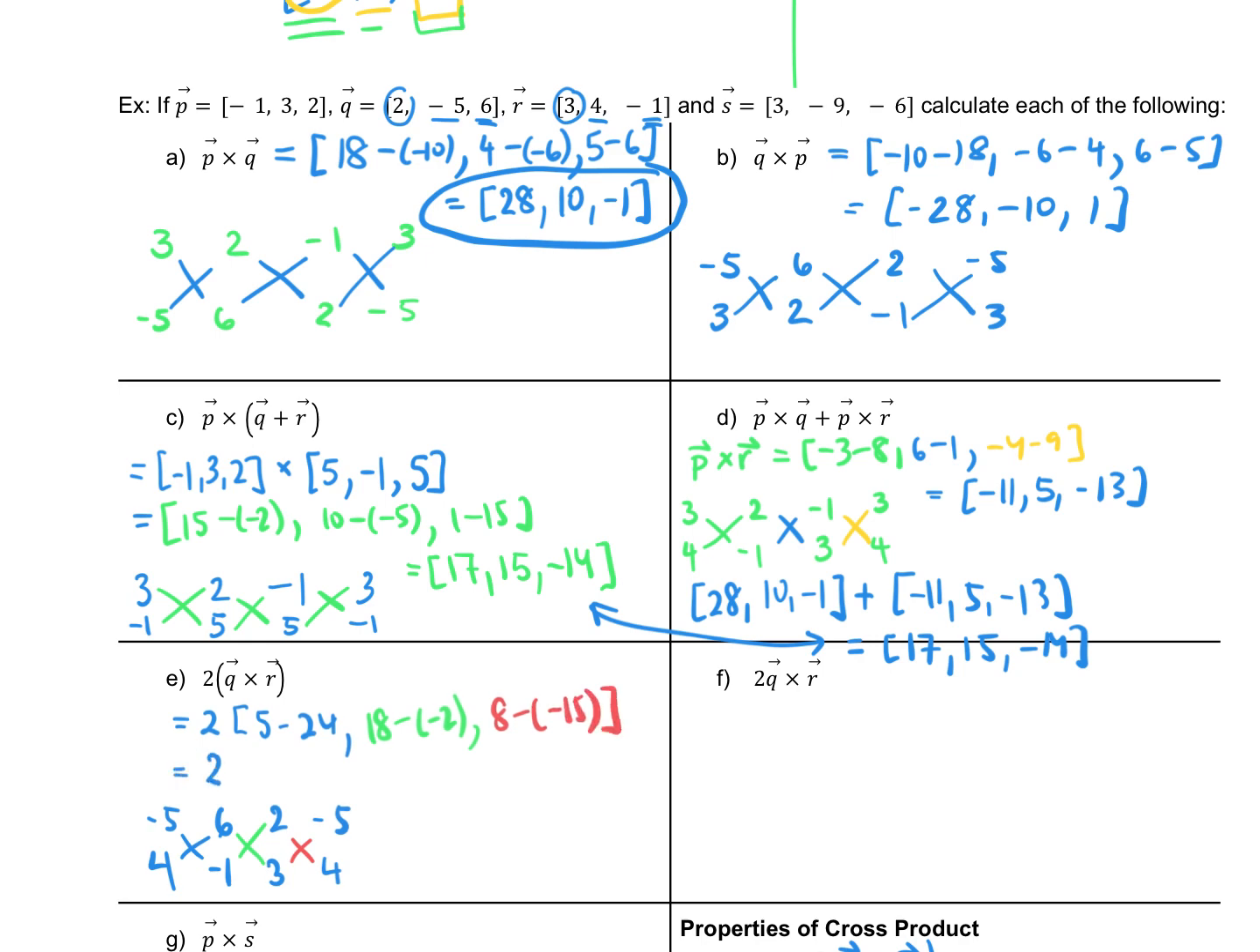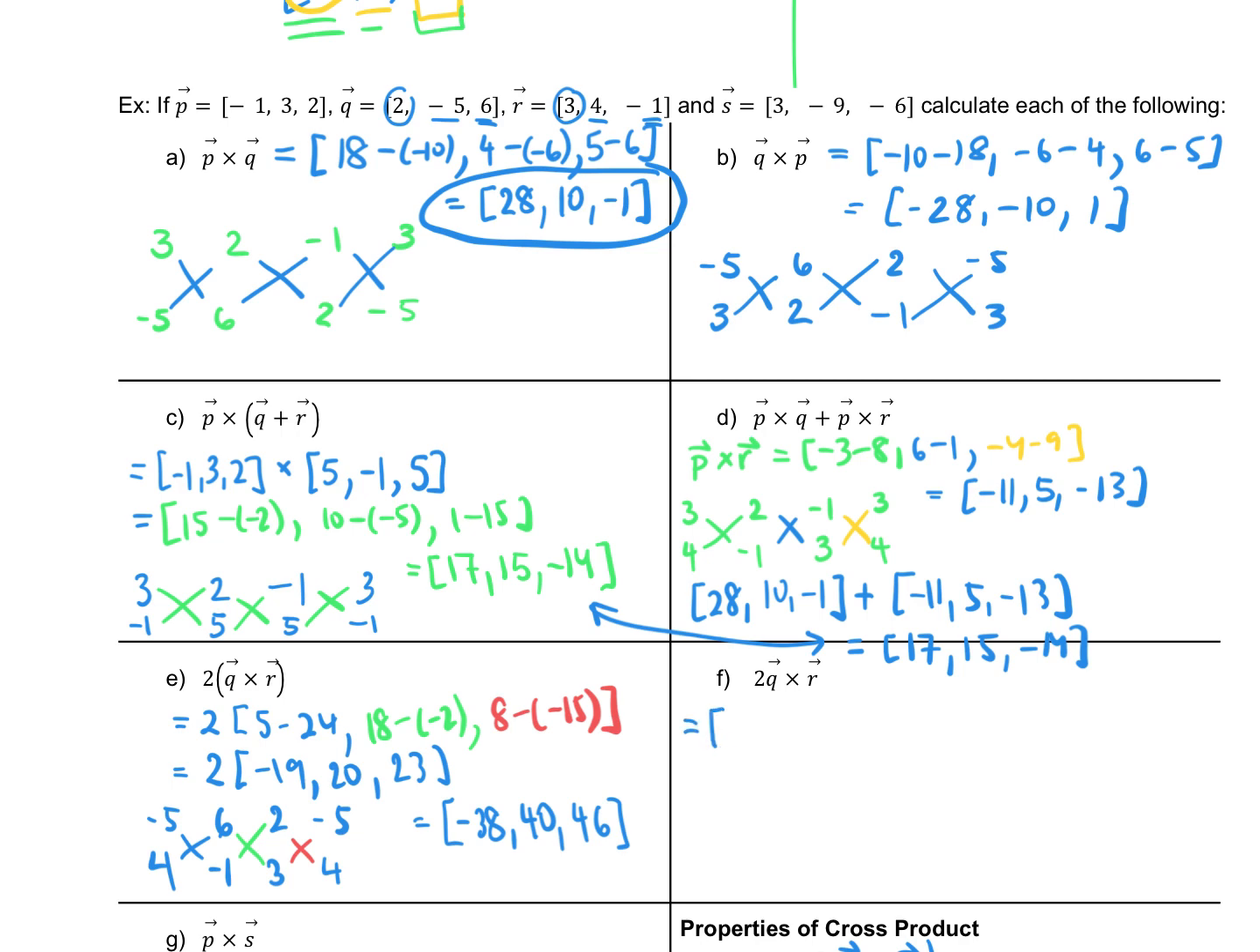Let's clean that up. Double. 5 minus 24 is negative 19. 18 plus 2 is 20. And 8 plus 15 is 23. And now if I double that with that scalar, I'll have negative 38, 40, and 46. Let's see how that compares if instead of doing the cross product first, what if I multiply vector q by 2 first and then take the cross product with r?